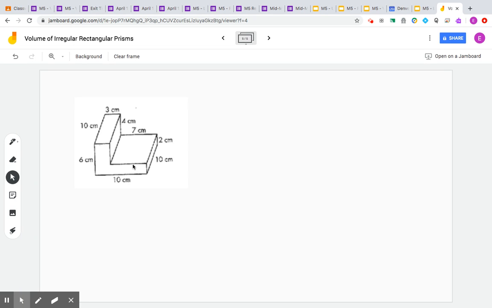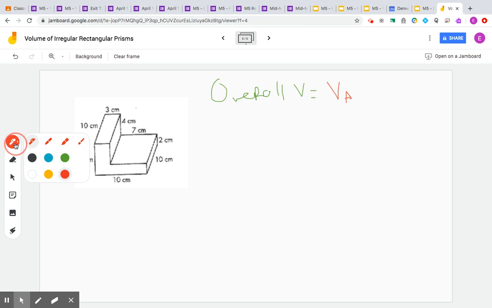Because we know to find the overall volume, in order to find that, I need to add together the volume of A plus the volume of B. So let's take a look at our rectangle and figure out what is A, what is B.